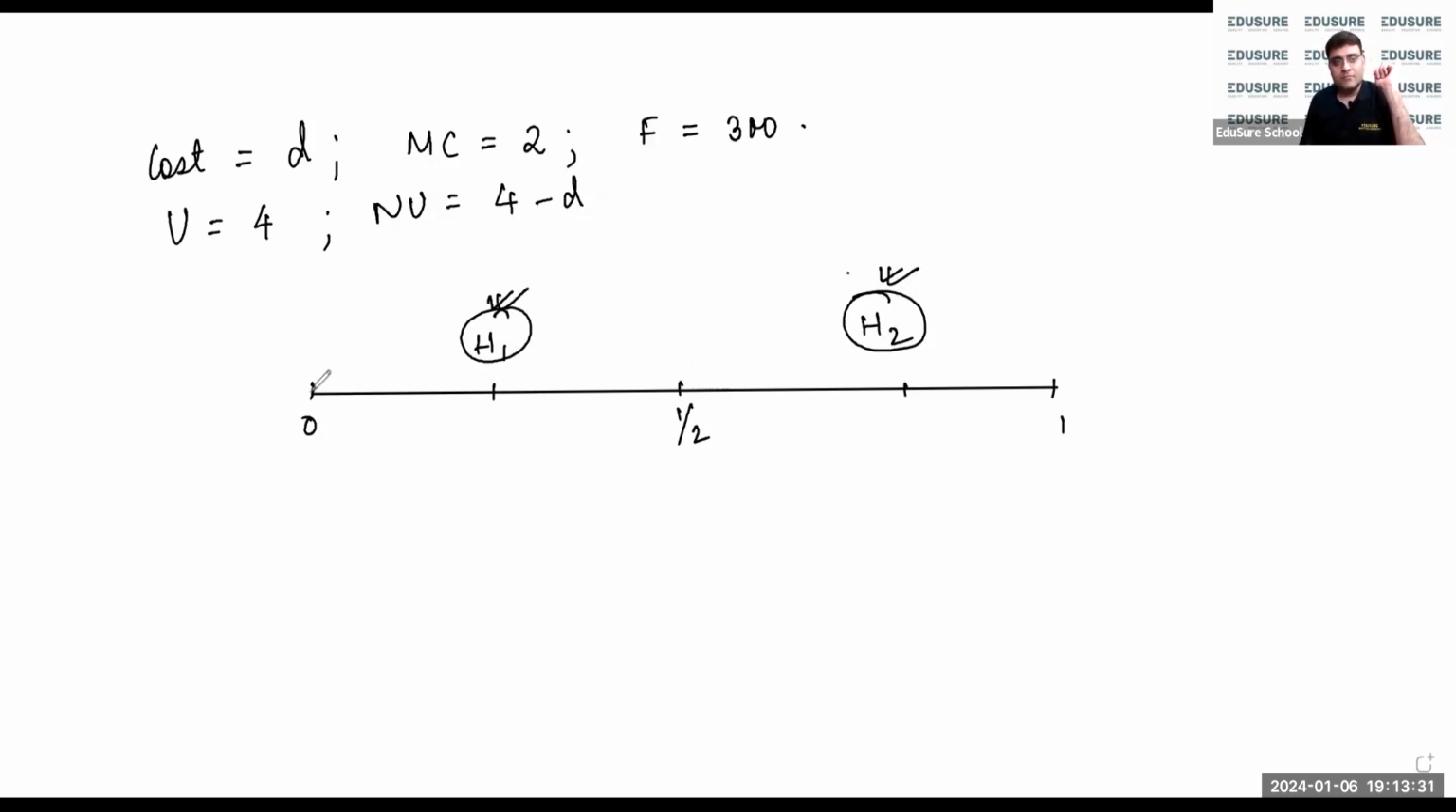So the distance traveled for the person from 0 to H1 can be drawn, and it will be something like this. The person located at H1 will not have to travel, so his traveling cost is 0. Similarly, the traveling cost of these individuals from H1 to half will keep going up as the distance from the hospital keeps going up. Now, obviously, I need to minimize this distance.